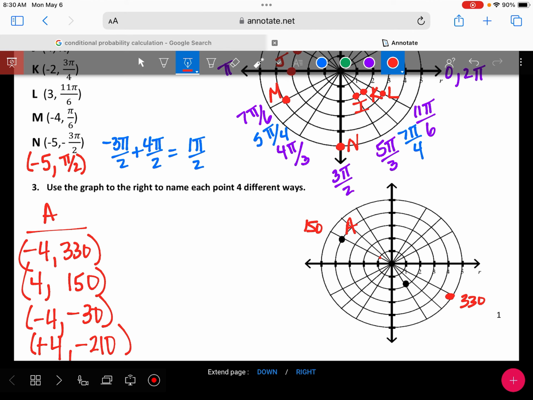And that's just 4 ways. It's okay that you did it all in degrees. That's just 4 different ways. We could keep going, but that's 4. All right, so now I'm going to go ahead and erase this off. I want you to do the same thing for point B. Four different ways to label point B.